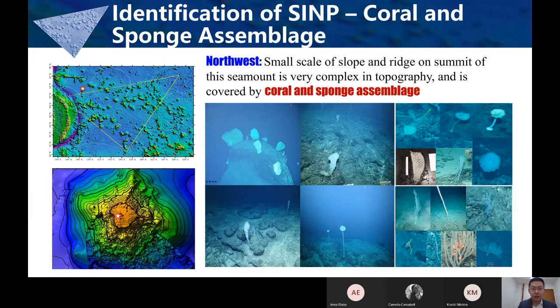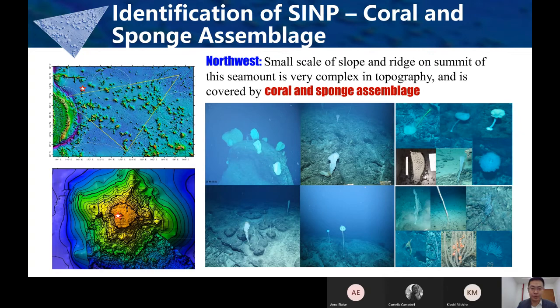In the northwest, the situation is complicated. The northwest part lies downstream of the bottom current and is easily affected by deep sea mining. The small scale slope and ridge on the summit of this seamount is very complicated in topography, and it is covered by coral and sponge assemblage.